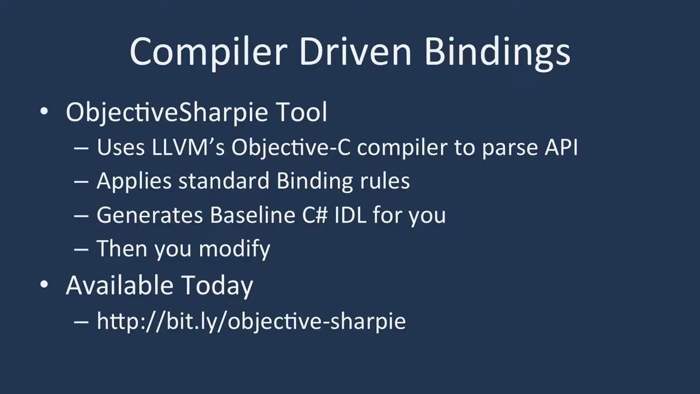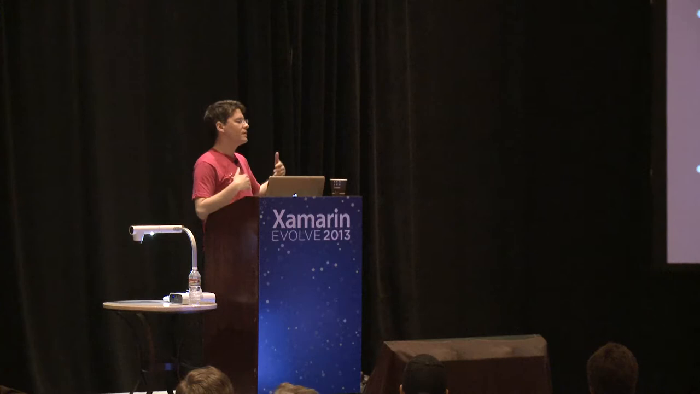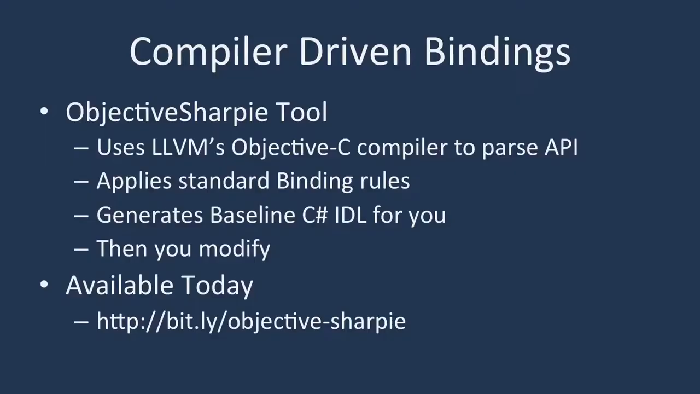How does Objective Sharpie work? It actually uses LLVM's Objective-C compiler to parse the API. So it's the same compiler that Apple uses. It scans your API, and it applies all of the rules. We have a set of conventions and .NET coding guidelines, frameworks, et cetera, and it does all the work for you. And then you have to modify it. That is the URL for the Objective Sharpie tool. So you can get it today. You can download it. It's a .NET app.